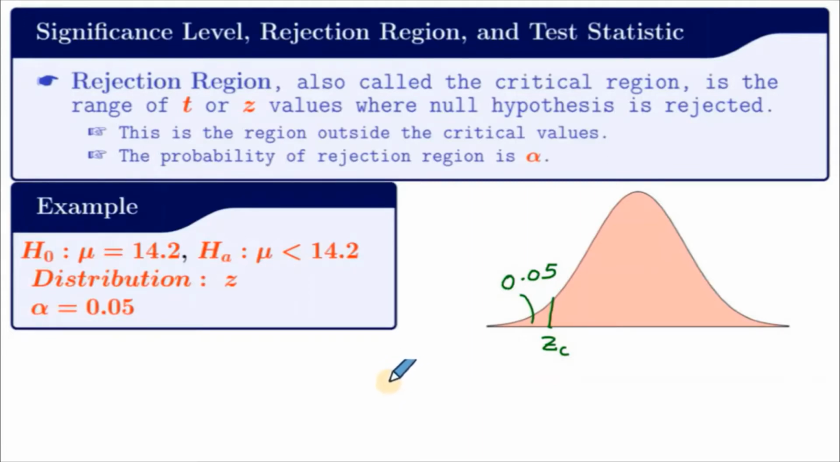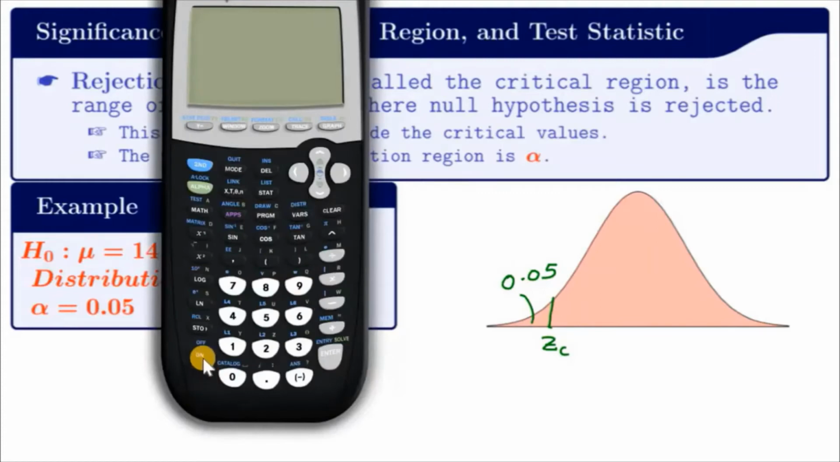Now, to find the critical value, we can use a Z-table, calculator, or Excel. Here, I am going to do it using a TI calculator. For details on finding critical values with other methods, please look at my other videos. I will also post a link in the description. So to find the critical value, let me pull up my calculator on the screen.